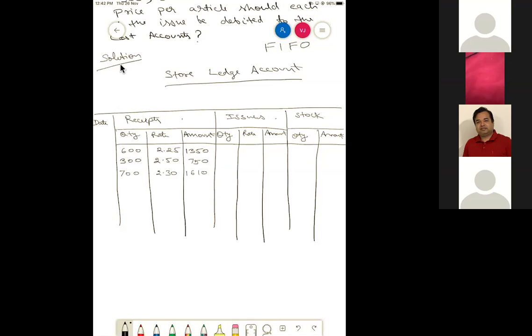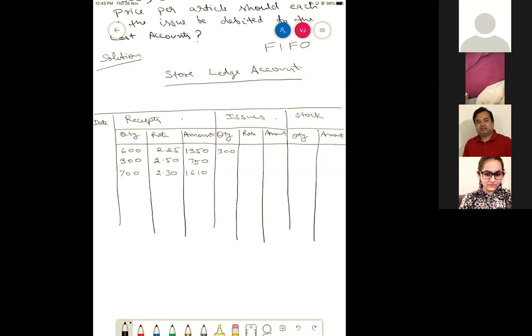And at the time of issue, suppose for example in the question it has been given that successive issues were being made. First we made an issue of how many units? In the question you can see issues were being made. So at first how many units were being issued? 300. Yes, you write down 300 units over here.